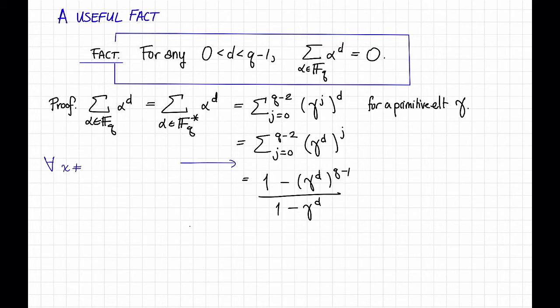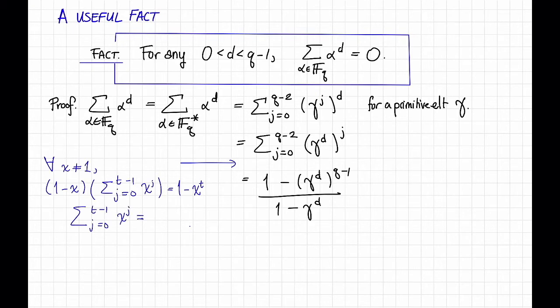So for all x not equal to 1, 1 minus x times the sum from j equals 0 to, let's say, t minus 1, for some t, of x to the j is equal to 1 minus x to the t. You can see that just by multiplying it out. You basically get this telescoping sum where everything cancels except the first one and the last term. And so dividing both sides by 1 minus x, which we can do since x is not equal to 1, we see that this sum is equal to 1 minus x to the t divided by 1 minus x.